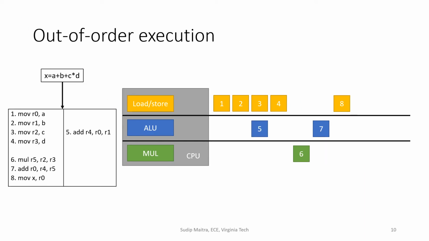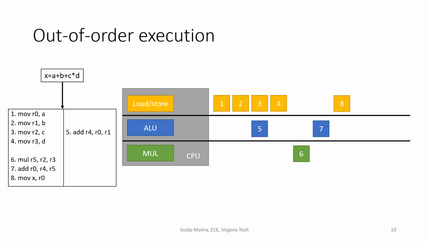Now it is evident that our previous approach wasn't very efficient, because when the load store unit was working, the ALU and multiplication unit were doing nothing. So let's see if we can improve the performance.